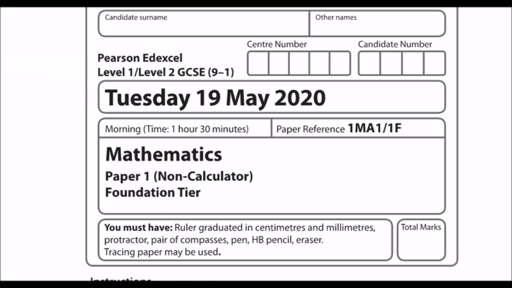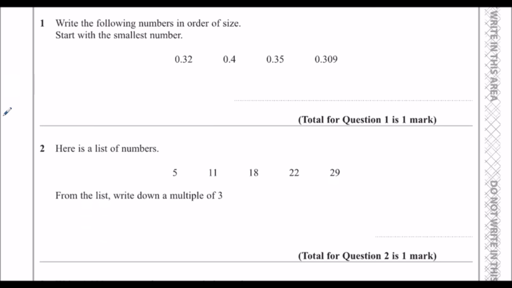This is the Foundation Paper 1 non-calculator exam from 2020, originally scheduled for May 2020, but it was actually sat in November. Let's have a look at question 1. Write the following numbers in order of size. Start with the smallest number.